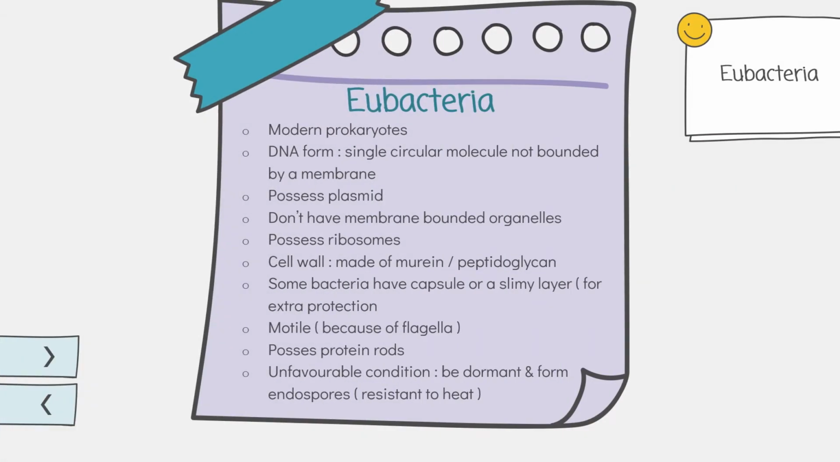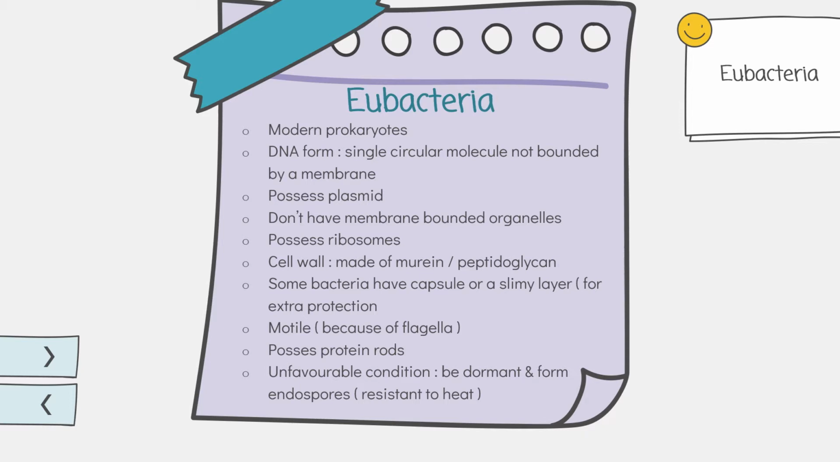Next is Eubacteria, the modern prokaryotes. Their DNA is in the form of a single circular molecule. They do not have membrane-bounded organelles, but possess plasmid and ribosomes. They have cell wall made of peptidoglycan, which is carbohydrate protein complex that protects and gives support to the bacteria. Some bacteria have capsule or a slimy layer outside the wall that provides extra protection for the bacteria.